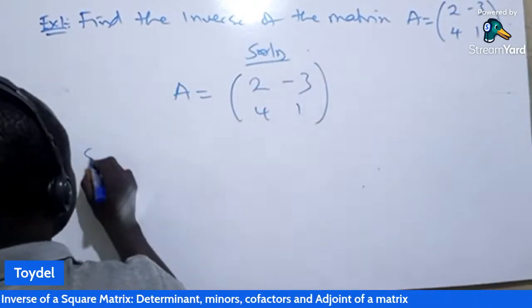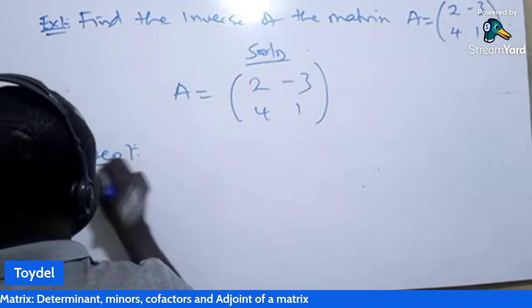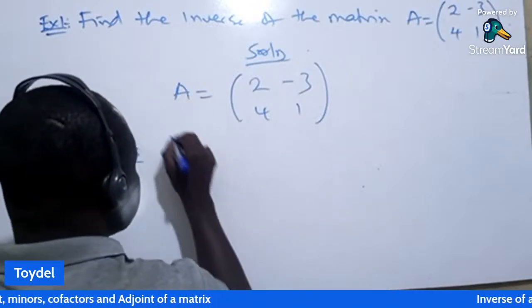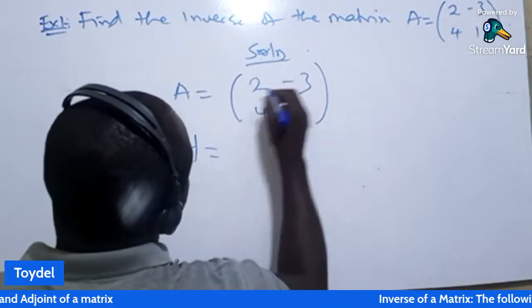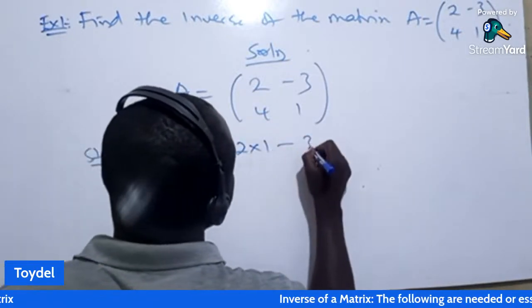Solution. The first thing, step 1, is that we find the determinant of this matrix. In this case, the determinant of this matrix will be 2 times 1 minus minus 3 times 4.